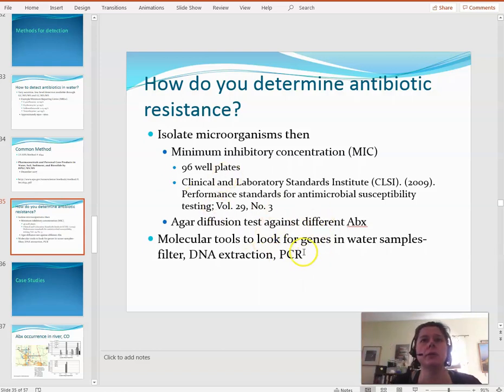And then you can also do genetic markers. So you can look for DNA, you can look for genetics of it to see if it's there, but then you don't know if it's active or not. So actually growing the bacteria and doing this is probably the best way of doing it.